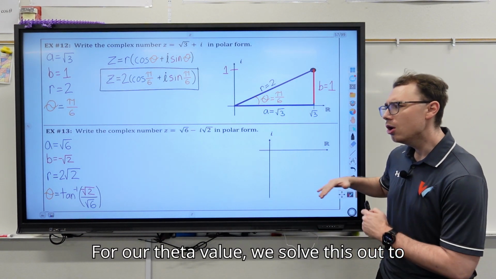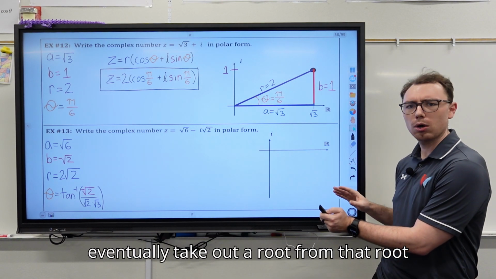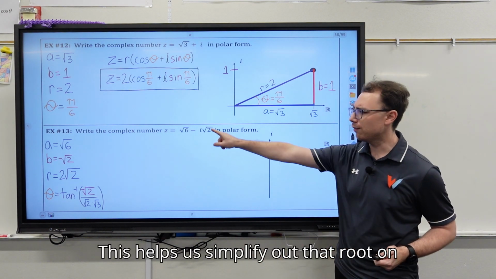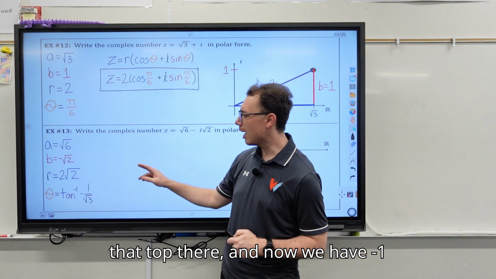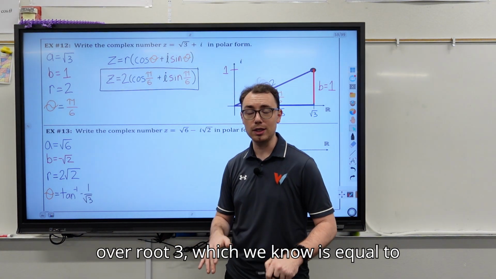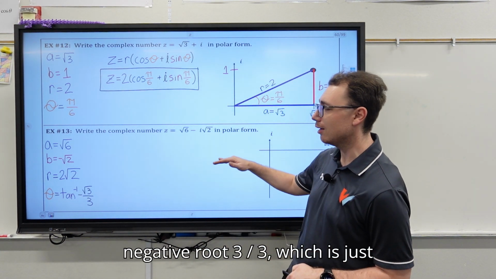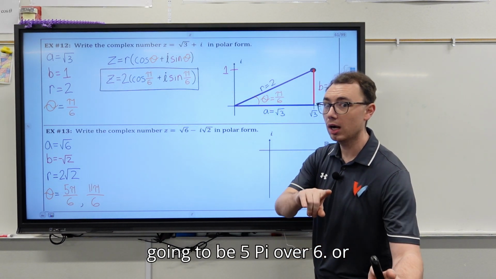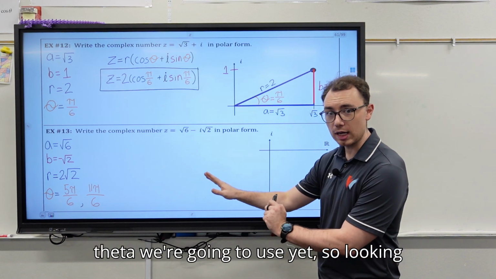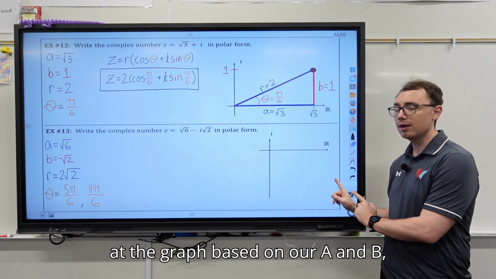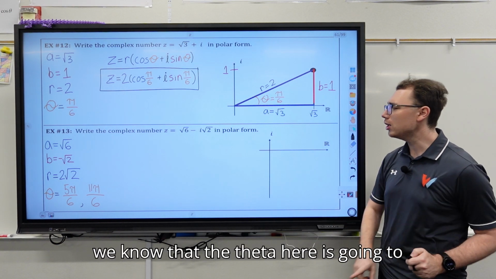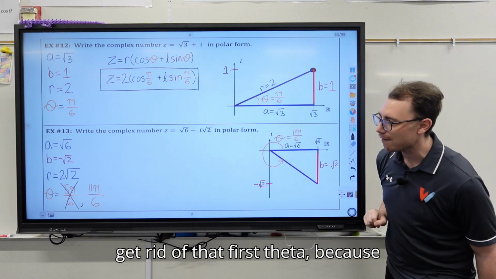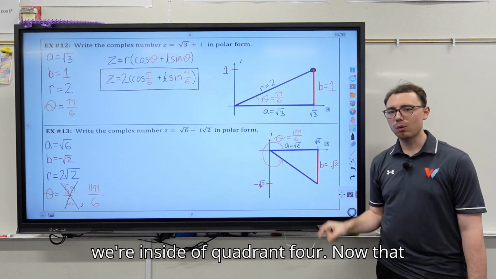For our theta value, we solve this out to eventually take out a root from that root 6 to get root 2 times root 3. This helps us simplify out that root on the top there, and now we have negative 1 over root 3, which we know is equal to negative root 3 over 3, which is just going to be 5 pi over 6 or 11 pi over 6. So we don't know which theta we're going to use yet. Looking at the graph based on our a and b, we know that the theta here is going to be inside this fourth quadrant, so we can get rid of that first theta because we're inside of quadrant 4.